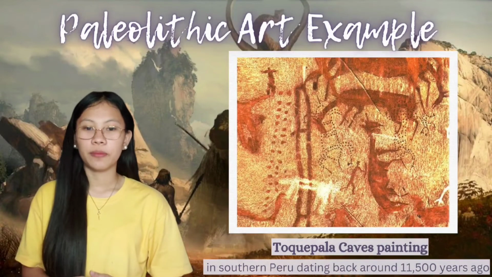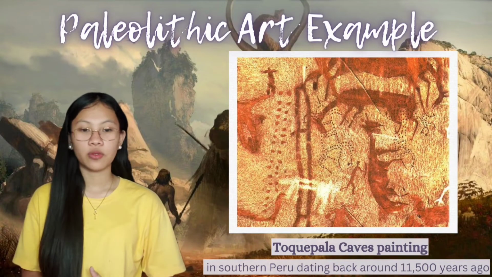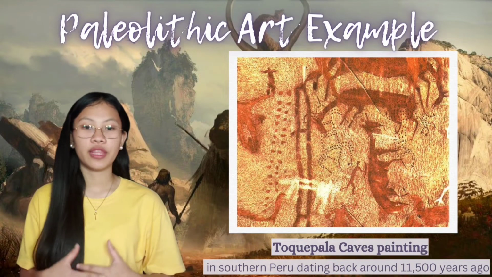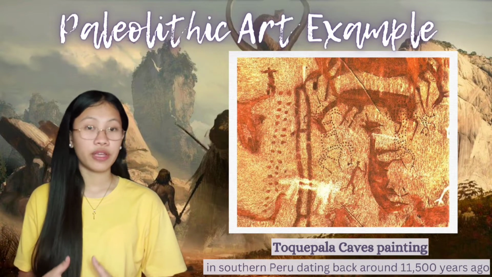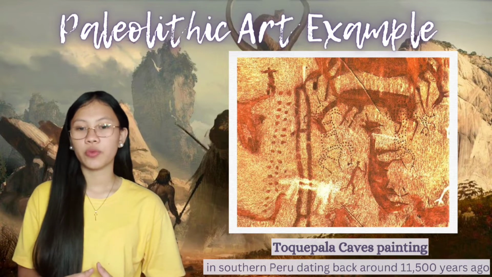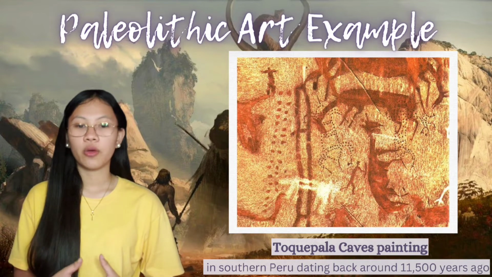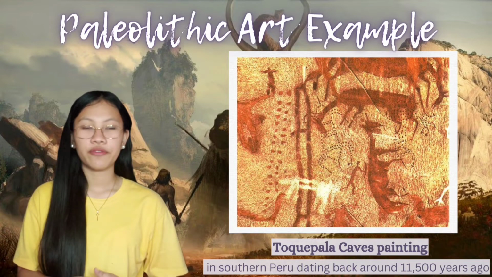And the last example is the Toquepala cave painting. Paleolithic drawings discovered in this cave in southern Peru date back approximately 11,500 years ago. This artwork is polychrome, with the dominating hue being red, derived from hematite.